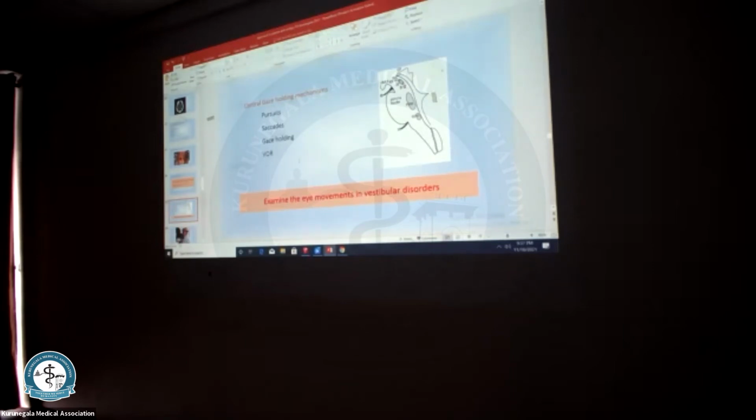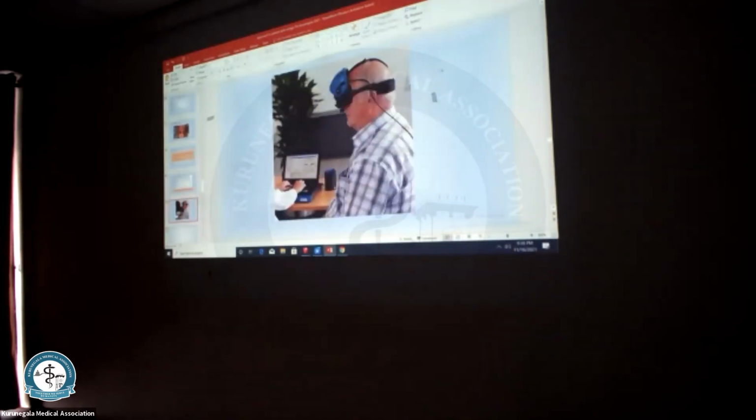What we are checking is whether the patient is able to move both eyes together, whether there is asymmetry, like this misalignment, those sorts of things we can have a look at. I don't know how many of you saw what I showed you. So it's not very easy all the time.